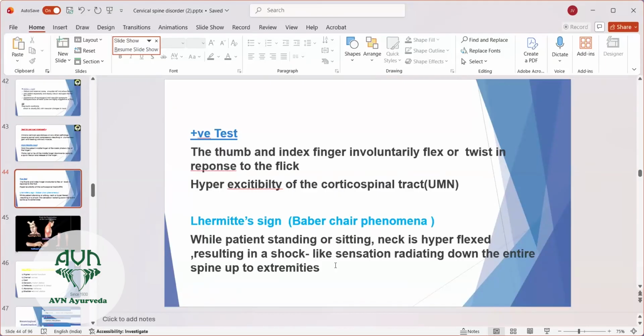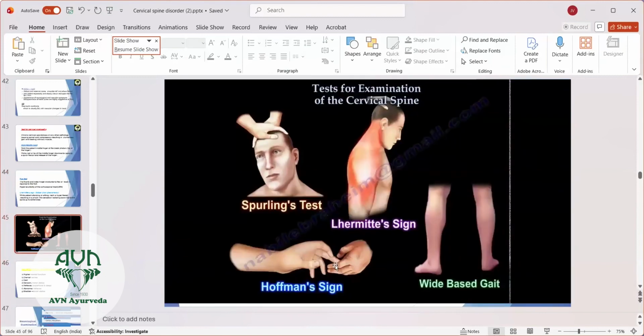The first test we have done is the Spurling test. The second one is the Adson test, to rule out vascular causes. Then the Roos test also, to rule out any vascular deficit, Raynaud's disease, like that. The fourth one we have done is the Hoffman test, where holding the distal phalanx of the middle finger and flicking it, involuntary movement of the index and thumb finger we can observe. That is because of hyperexcitability of the corticospinal tract.